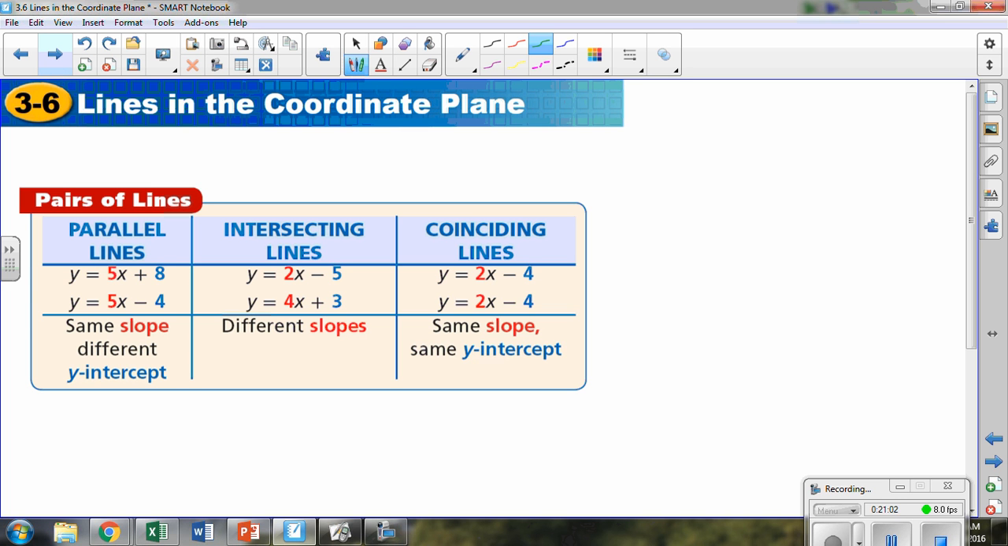We already saw that when the slopes are the same, you get parallel lines. The big difference, though, is if you also have the same y-intercept. If it's the same slope and the same y-intercept, you get coinciding. If it's same slope, different y-intercepts, that's when you get parallel. And of course, if the slopes are not the same, if you get different slopes, that's how you get intersecting lines. And we discussed before that if it happens to be negative reciprocal, that's perpendicular.